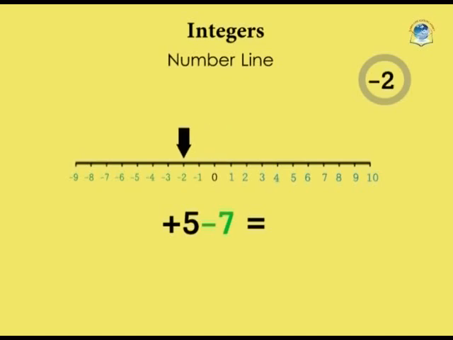So we are at the number negative 2. And so 5 minus 7 is equal to negative 2. How about minus 7 plus 5? From 0, we move 7 steps leftwards. 1, 2, 3, 4, 5, 6, and 7. Then we move 5 steps towards the right. 1, 2, 3, 4, and 5. And we land at negative 2 again. And so minus 7 plus 5 is equal to minus 2.